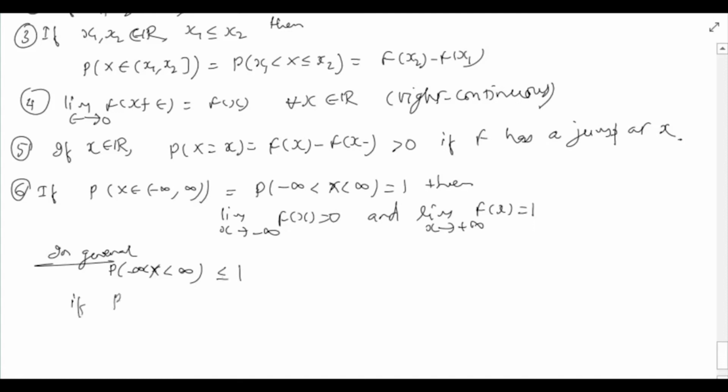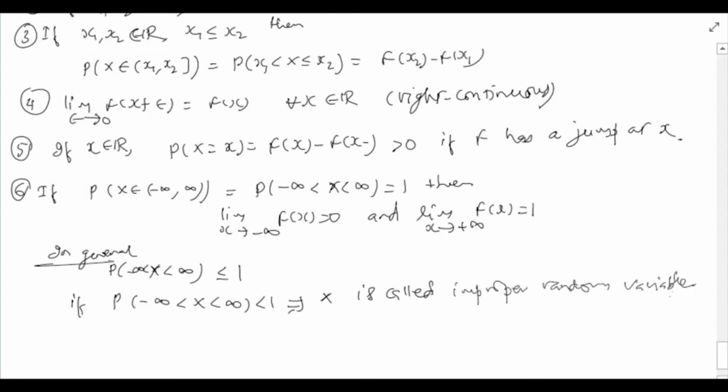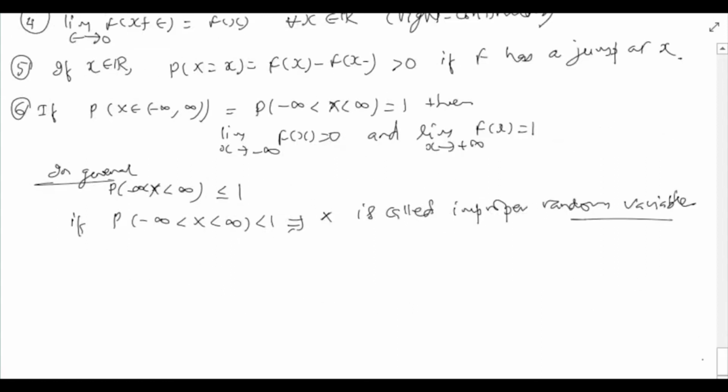If probability of X lying between minus infinity and plus infinity is less than 1, then X is called improper random variable. However, we will restrict ourselves to proper random variables. So for us, probability of X being finite will be 1.